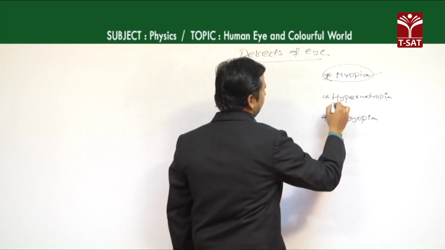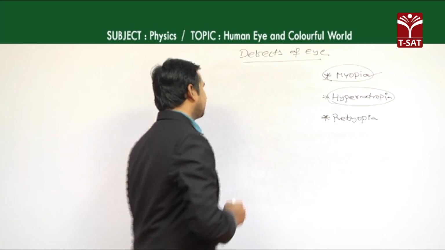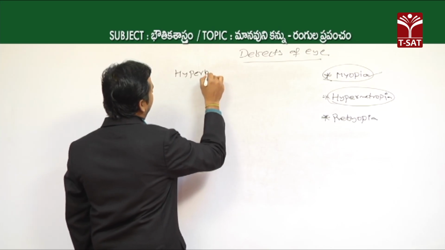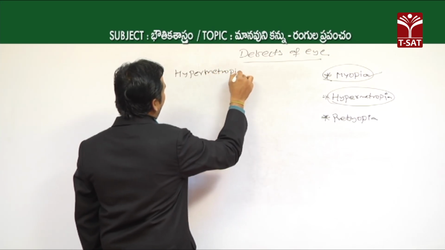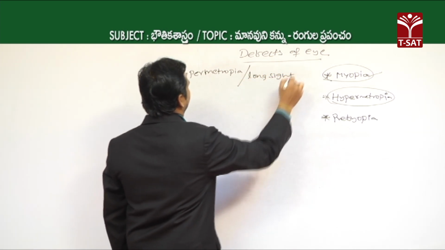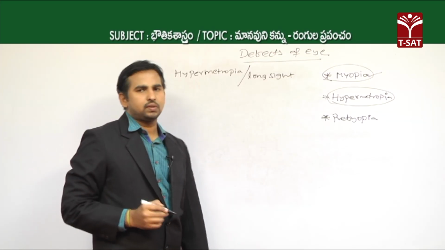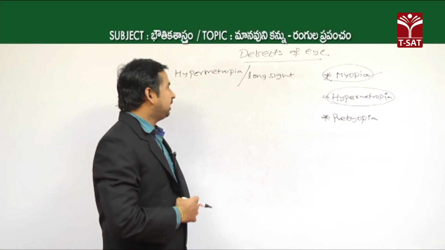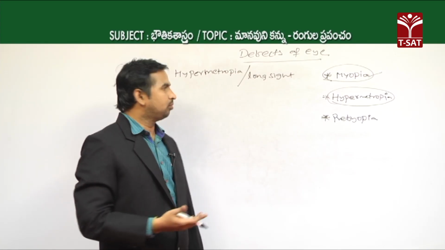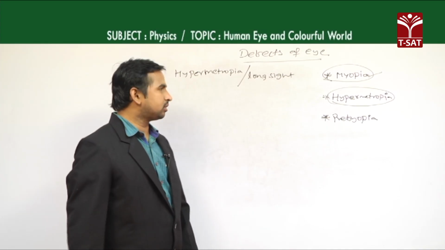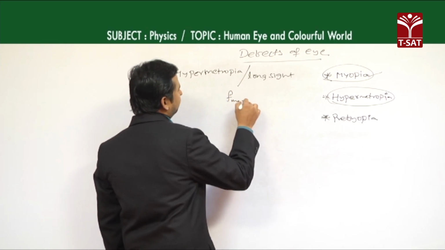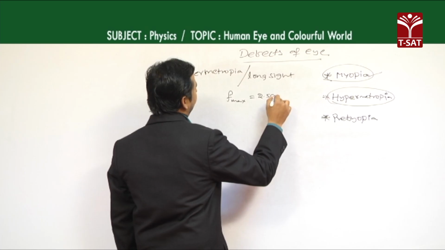Now we are going to the next one, which is hypermetropia. Hypermetropia is also called long-sightedness. Short sight means we can see near distant objects very clearly, but here it is about long sight. Long sight means we can see far distant objects very clearly, but not short distant objects. If you want to see long distant objects, the focal length to be adjusted is maximum, which is 2.5 centimeters.